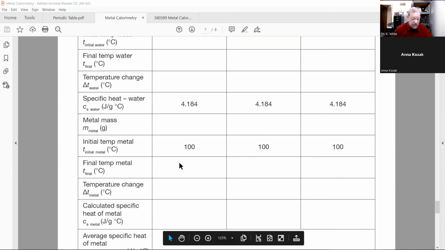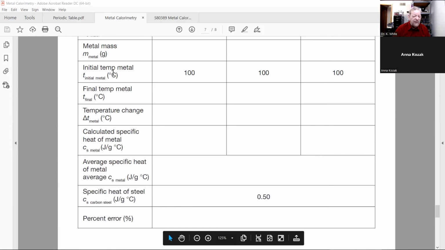Now, this lab assumes, which I'll talk more about when we get into gases, that the boiling point of the water you're using is 100 degrees C. And let's use that. Now, the final temperature of the metal is the final temperature of the water. And what you're going to do is calculate the specific heat of the metal for each run. How do you do that? Good question. Thank you. You're welcome.